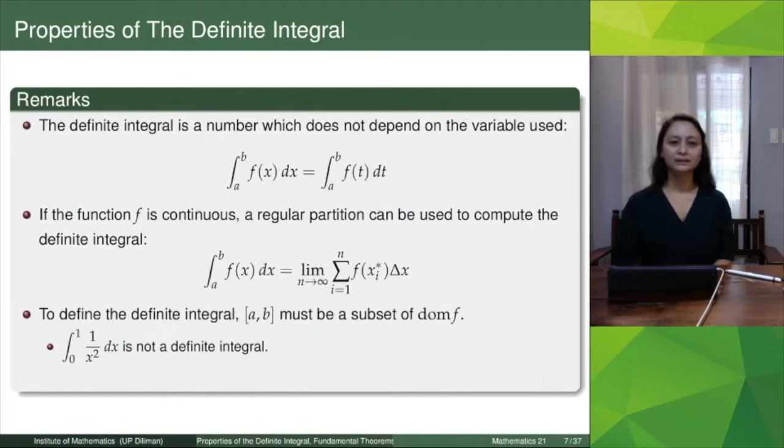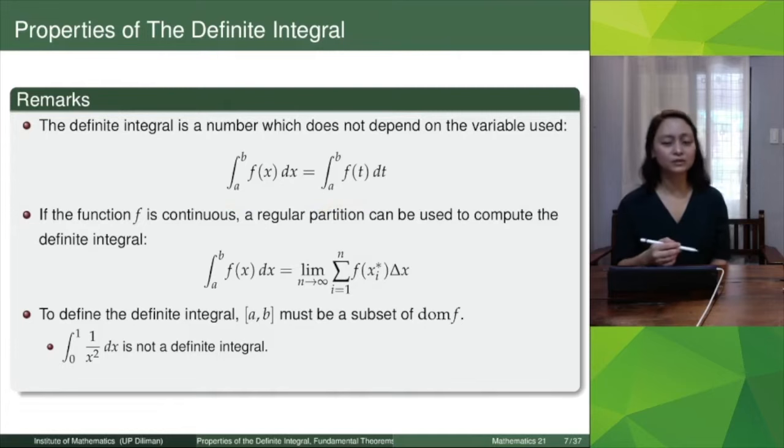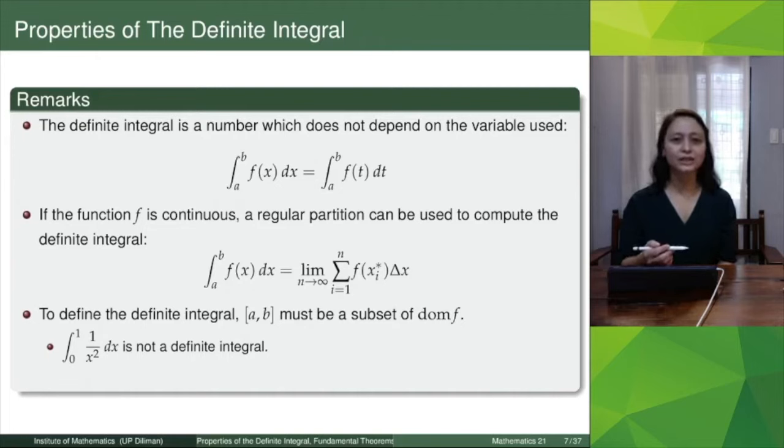Okay. Here are some properties of the definite integral. First, the definite integral is a number which does not depend on the variable used. So you can use f of x dx or f of t dt. Their integral from a to b are equal. Next, if the function f is continuous, a regular partition can be used to compute the definite integral.